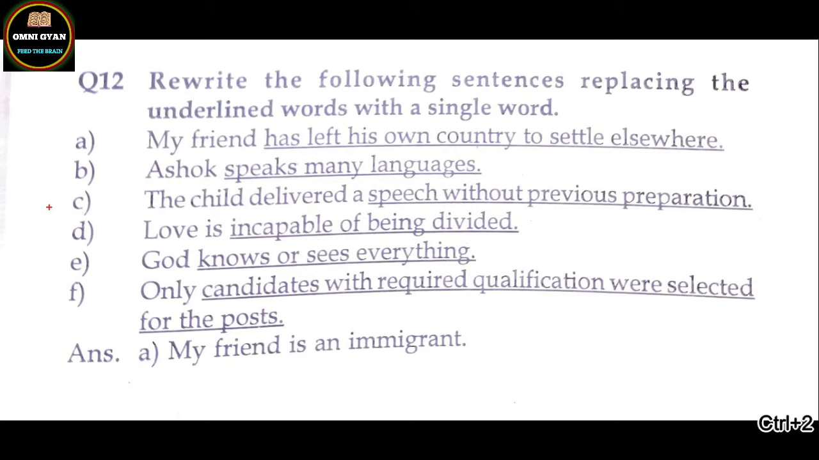The child delivered, number C. The child delivered a speech without previous preparation. The answer is quite easy. A speech which is delivered without any preparation is known as what? Two seconds. Guess the answer. Let's move on and see whether your guess is correct.